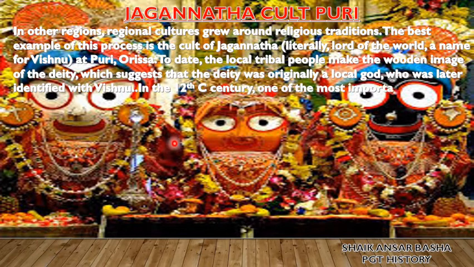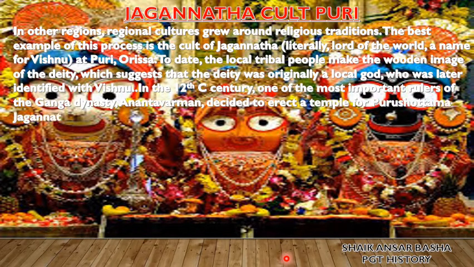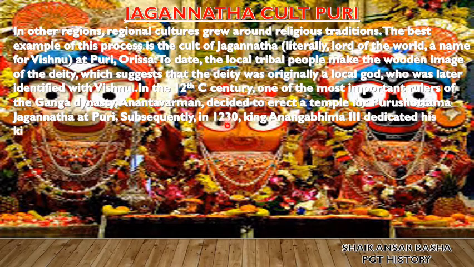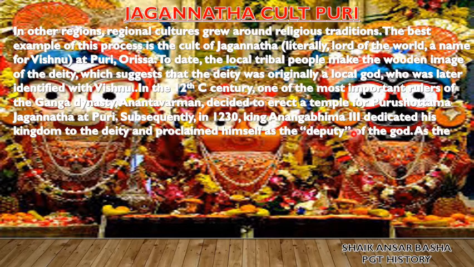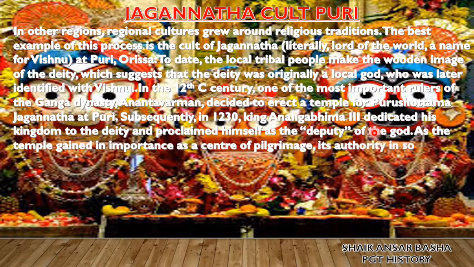In the 12th century, one of the most important rulers of the Ganga dynasty, Anantavarman, decided to erect a temple for Purushottama Jagannatha at Puri. Subsequently, in 1230 CE, King Ananga Bhima III dedicated his kingdom to the deity and proclaimed himself as the deputy of the god.